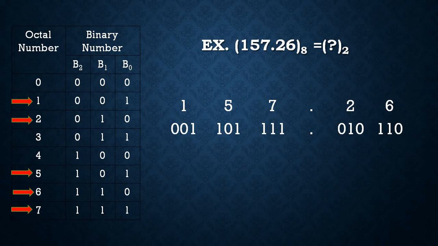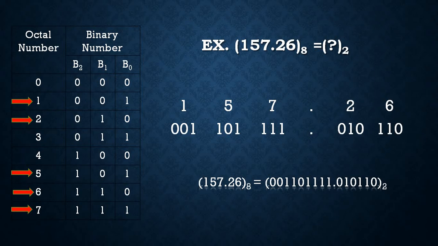So again, to create the result we have to combine the binary numbers. We get the result as 157.26 to the base 8 is equal to 001101111.010110 to the base 2.